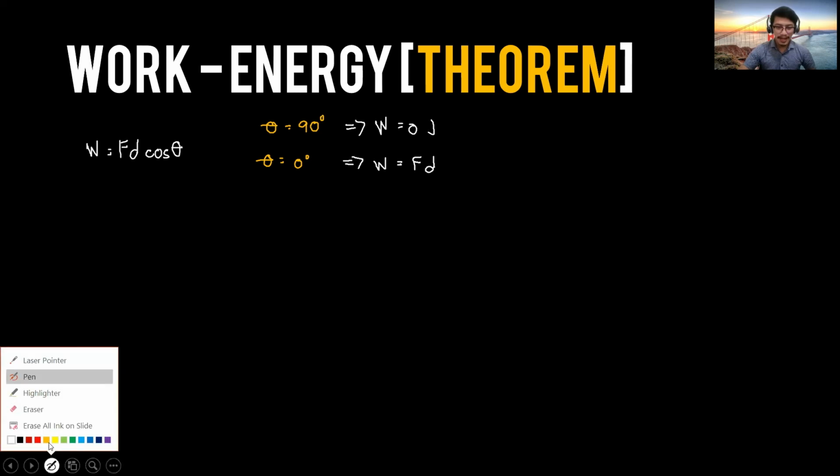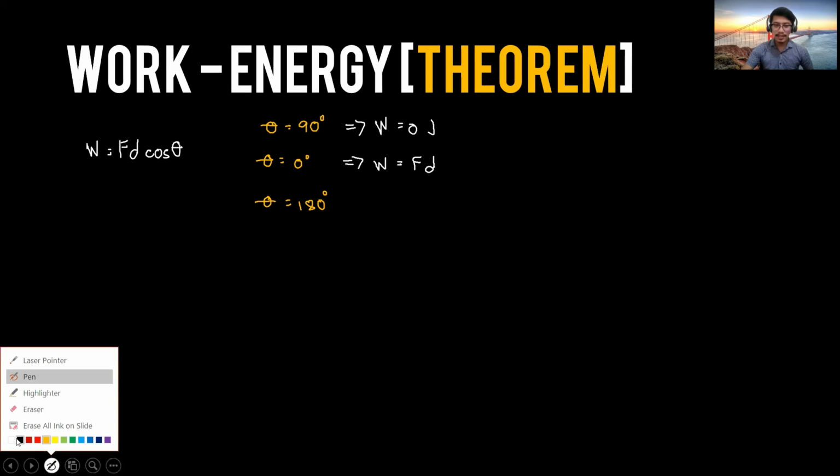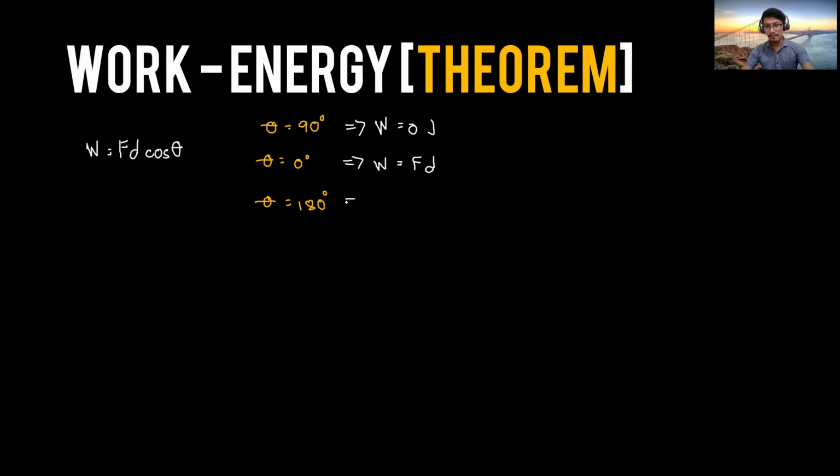Now, if our angle between force and the displacement is 180 degrees, like in friction, that means they are in the opposite direction. They are anti-parallel. So that will give us a work of negative FD. Our work becomes negative. So it depends on the angle between the force and the displacement.